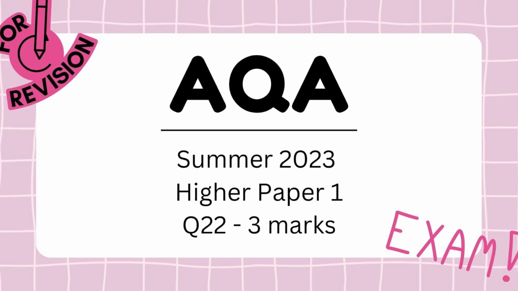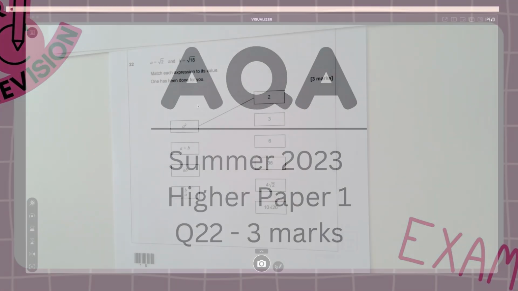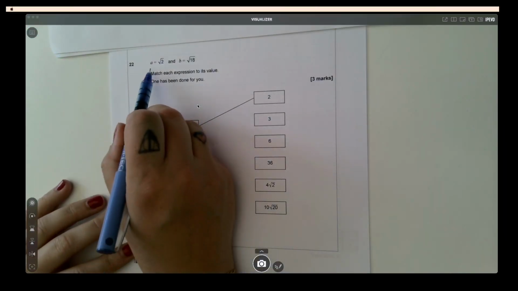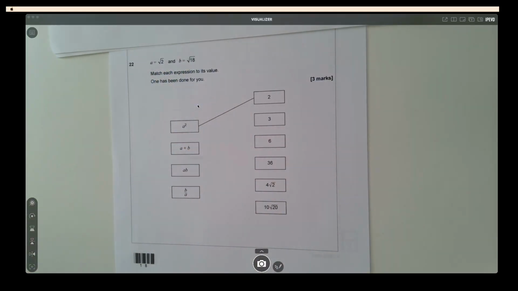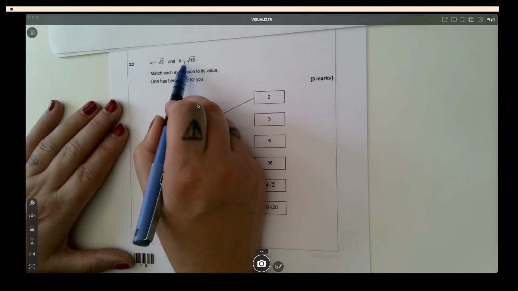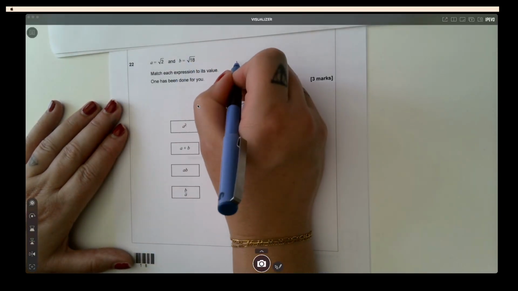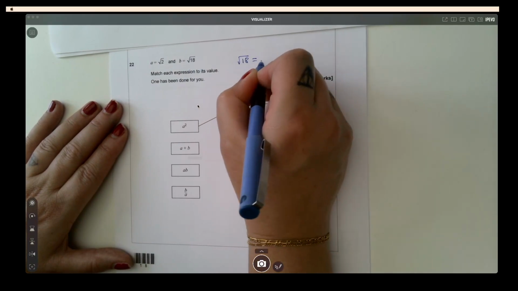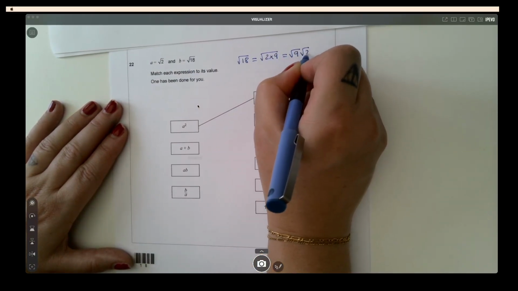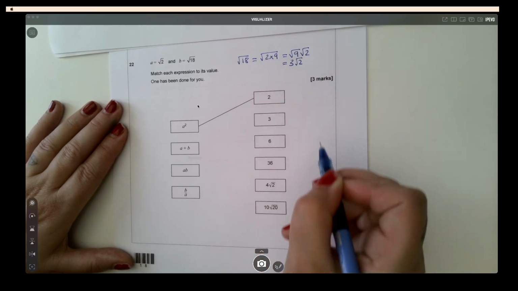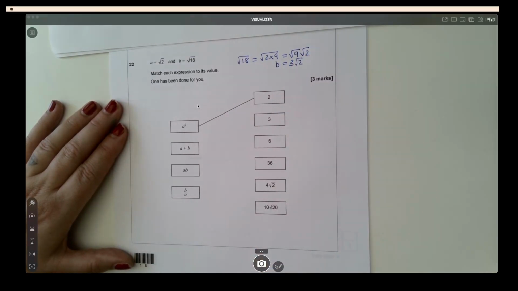Question 22. A equals root 2 and B equals root 18. Match each expression to its value. One has been done for you. Okay, so to start off with, what I'm going to do is simplify B. So root 18 can be simplified to root 9 times root 2, which is 3 root 2. So that's my B value simplified.